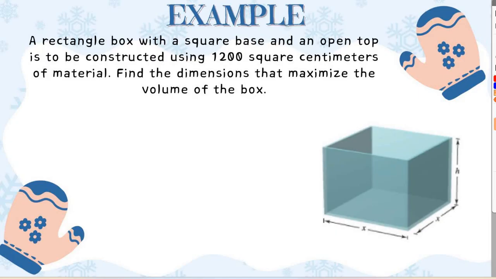So it's a rectangular box. Is there anything important about our rectangular box? Square base. Okay, it has a square base. What else? Open top. We don't have a lid. Okay, so that's going to be important here in a second.